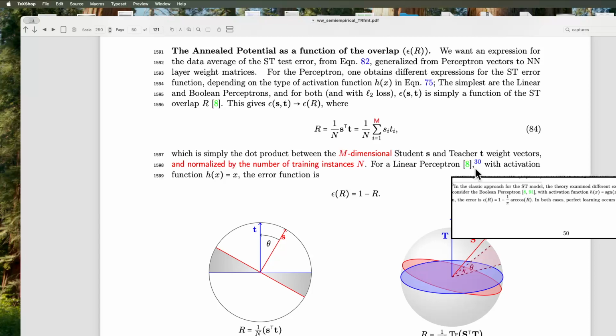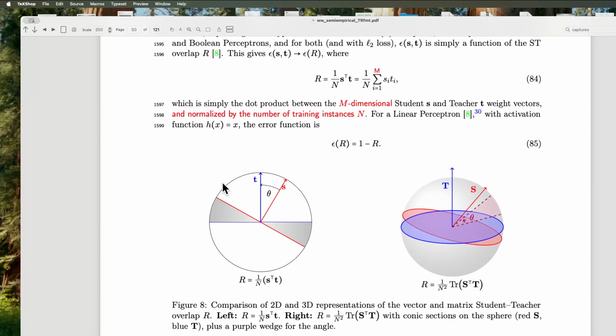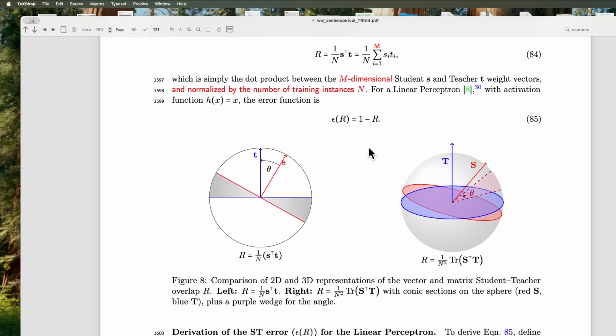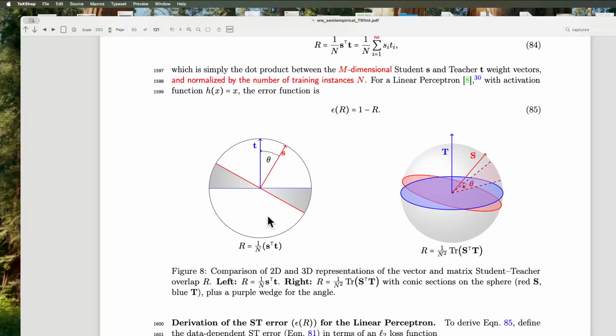So for linear perceptron with activation function H, the error function is simply 1 minus R. And so here I have sort of this picture of the idea that in the simple perceptron model, the overlap is simply 1 over n times this overlap between these two vectors. And when we go to the matrix case, which is really what we're doing in the theory, this is going to be generalized to a matrix.